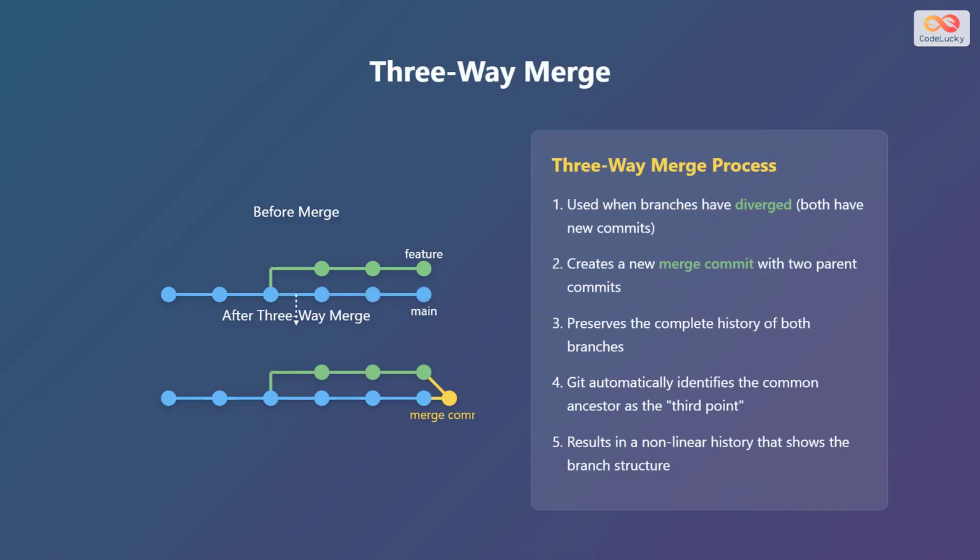Now let's understand the three-way merge. This merge is used when branches have diverged, meaning both have new commits. It creates a new merge commit with two parent commits, preserving the complete history of both branches. Git automatically identifies the common ancestor as the third point. The result is a nonlinear history that clearly shows the branch structure.